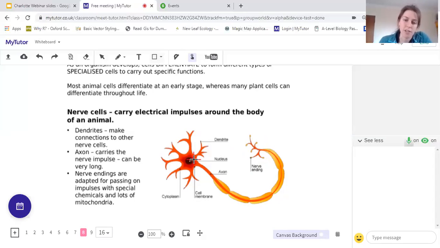And you can see in the diagram, there's the nucleus there, we've got the cytoplasm in the middle, there'll be mitochondria and ribosomes through there as well. And the whole thing is surrounded by a cell membrane, as we talked about when we were talking about animal cells. So that's nerve cells. So 3 things to remember for nerve cells: dendrites, axon, nerve endings.